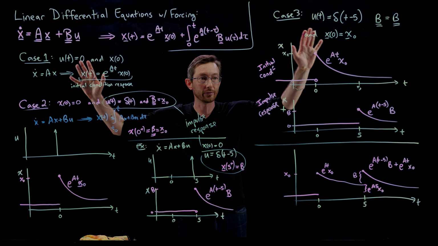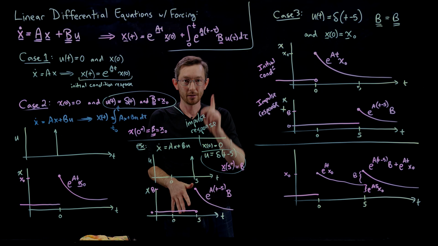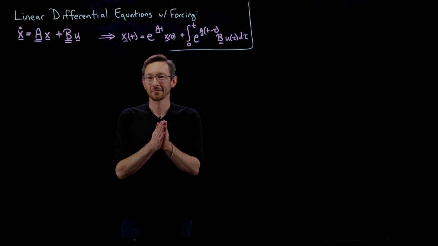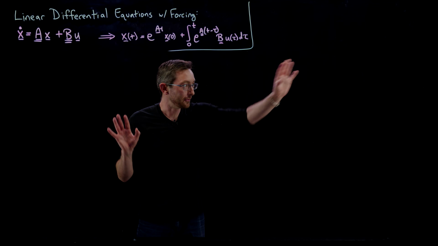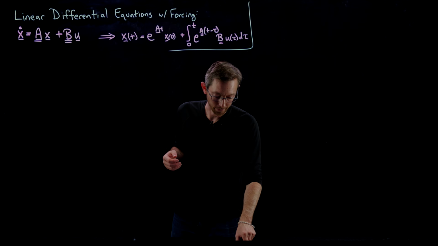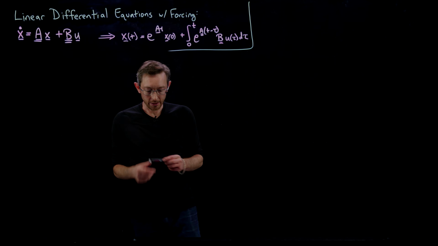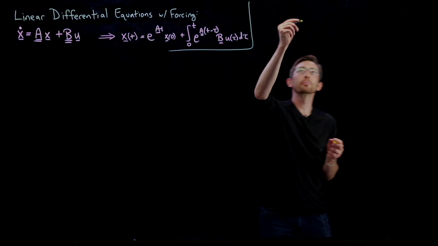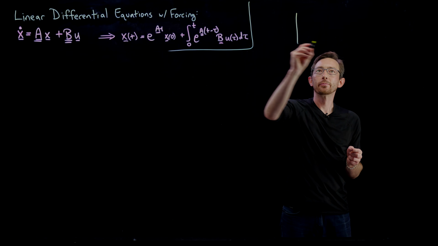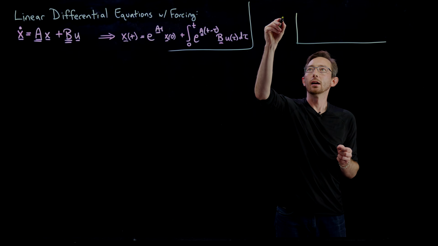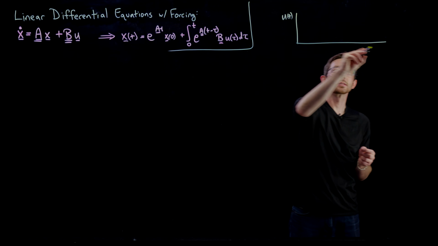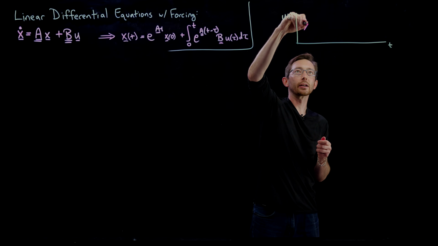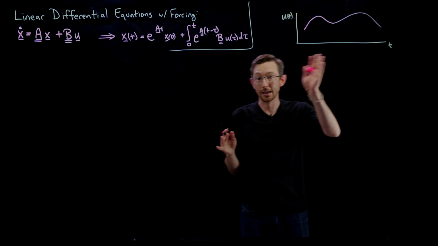So I'm going to erase some stuff, and I'm going to draw some stuff. Just stay put. OK, I realized I might need the entire board for this one. So what we're going to do is now solve for that output response where my input u of t, this is t, where u of t can now be an arbitrary function, not just an impulse.